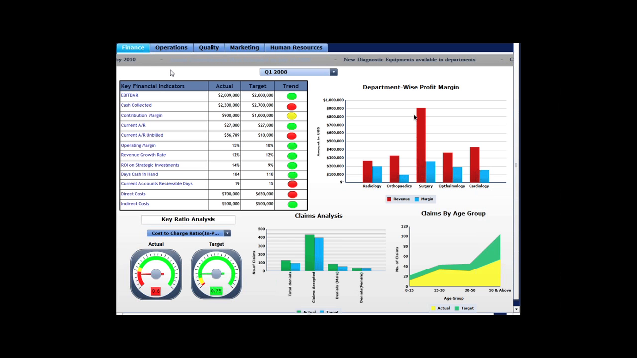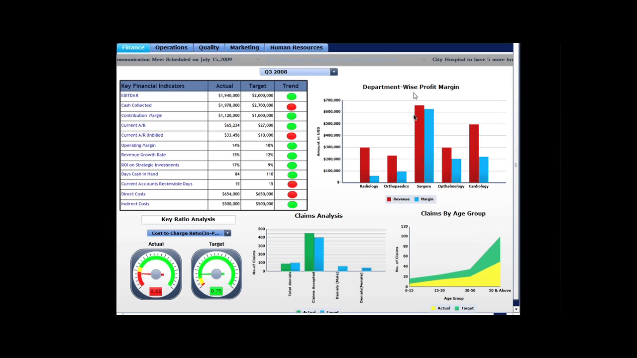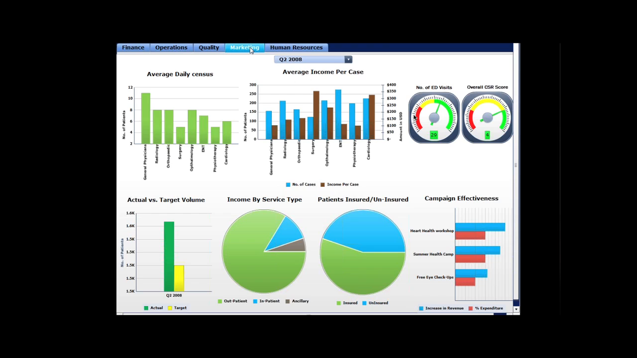In this case, you have claims analysis, and you can look at what the changes are over a period of time by departments. You can look at the key ratios, quick ratio, and see how they change over a period of time. Same thing for marketing. A nice slice of how the marketing is working, how the campaign is being effective.